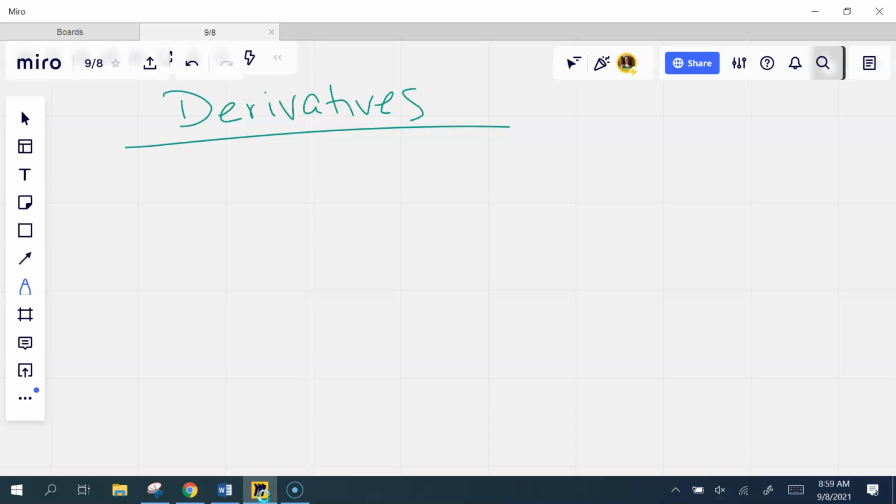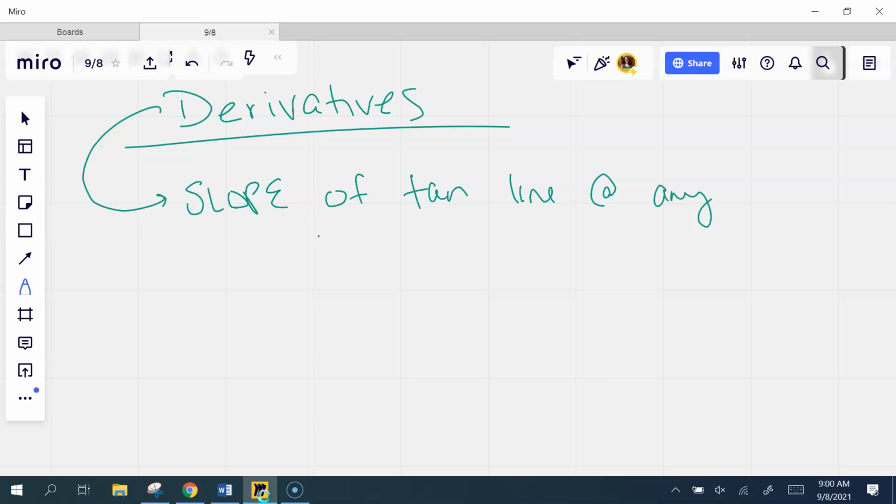Funny you should ask. I'm being so serious on that. Because a derivative is the slope of the tangent line at any point in the domain.